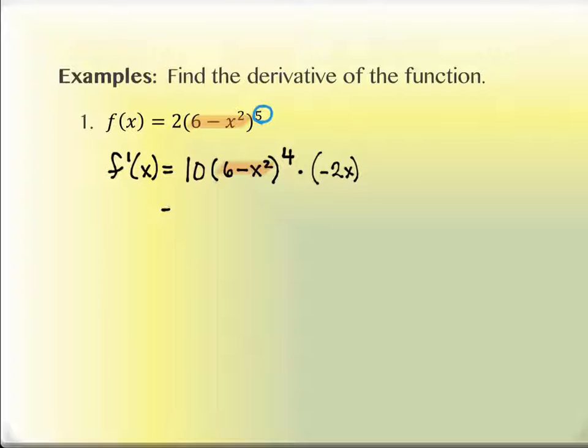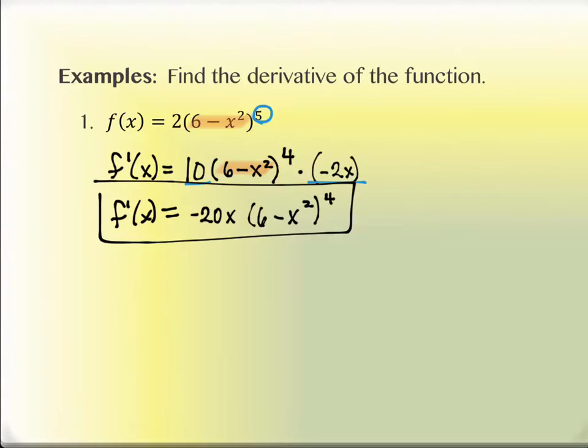Very little cleanup on this one. The only thing I really need to do is to combine the 10 at the beginning with the negative 2x at the end. So this would be negative 20x times 6 minus x squared to the 4th. So that is just a taste of the chain rule, and we will finish that lesson next time.